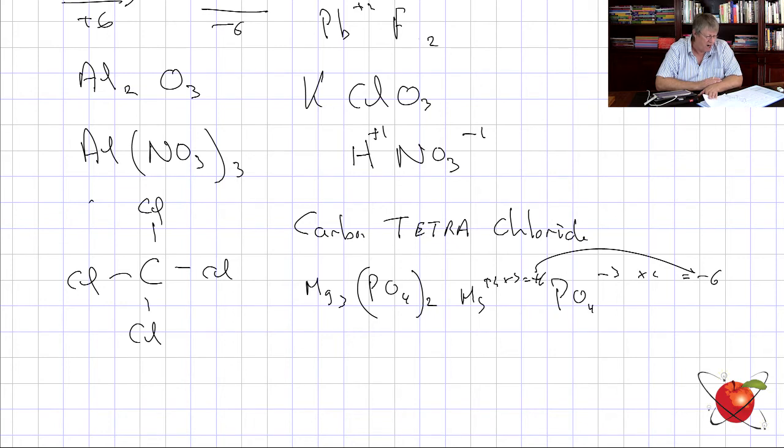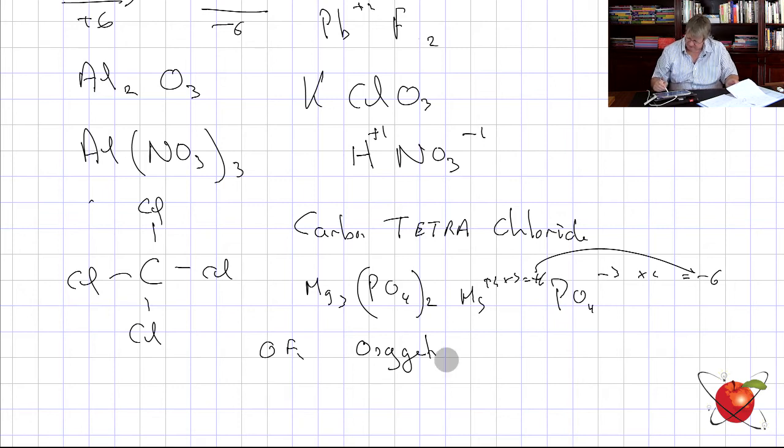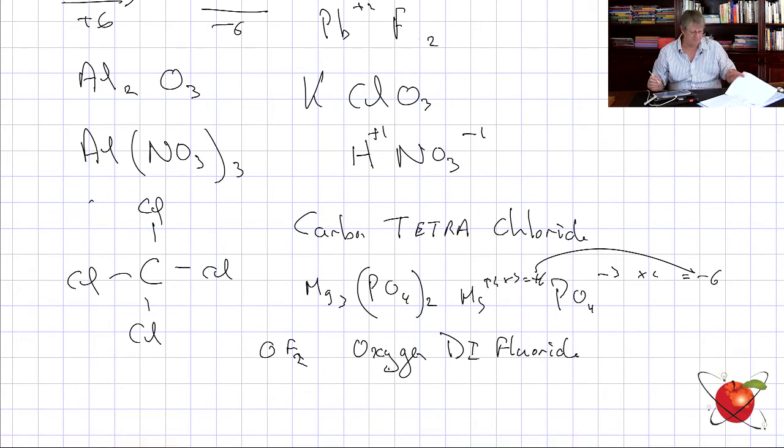Magnesium phosphate. Okay, OF2. Anybody get that? OF2, okay, is oxygen difluoride. Okay, it is a trick one. It is oxygen. Let me just write that. Oxygen di, because of this 2, fluoride. Oxygen difluoride, okay? And then the last one, potassium permanganate, okay?